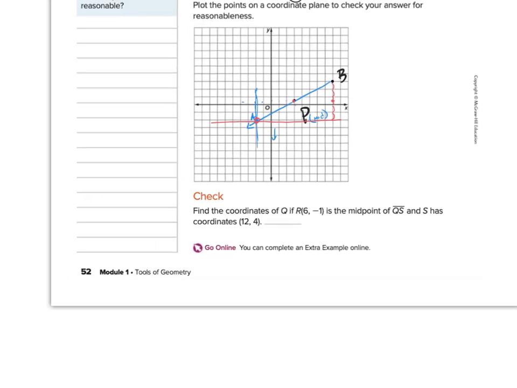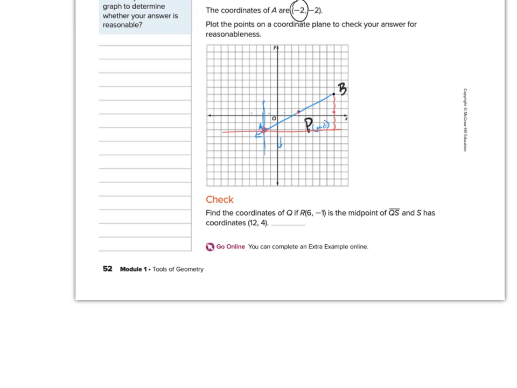So using this, I will give you a minute. Go ahead and do this check that we're doing in class. Check, find the coordinates of Q if R.